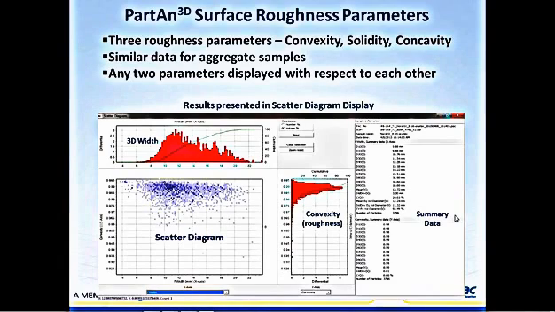Nearly 4,000 particles were measured in this small sample in less than 5 minutes, with complete data for all 36 parameters available immediately.